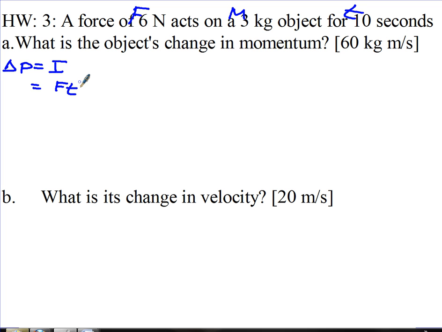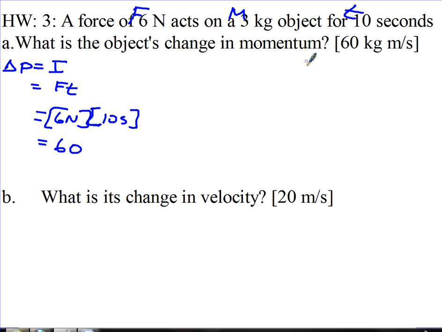Remember I told you, use whatever formula you can use. That makes your problem easier. The force is 6 newtons. The time is 10 seconds. So my change in momentum is going to be 60.